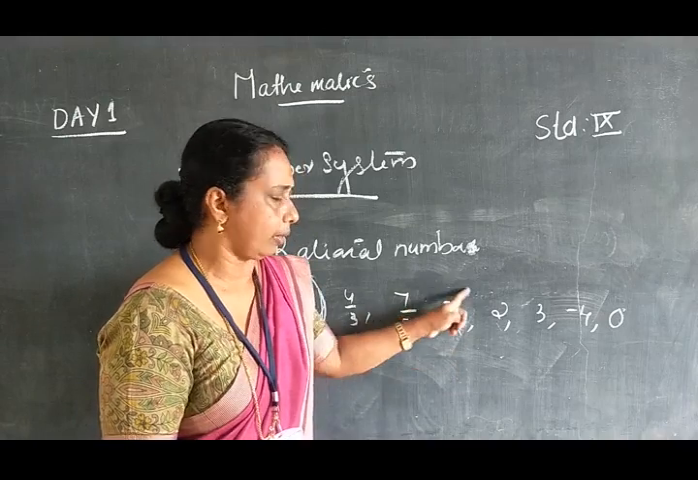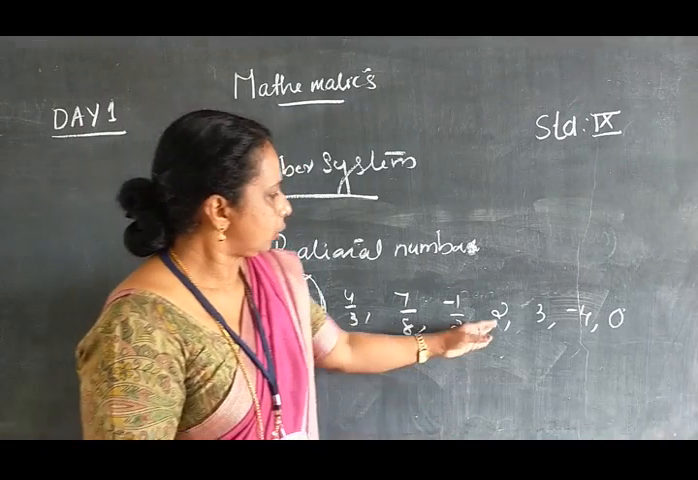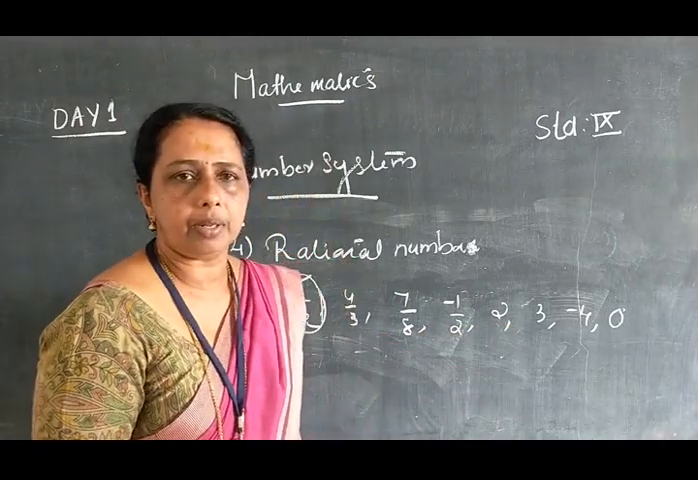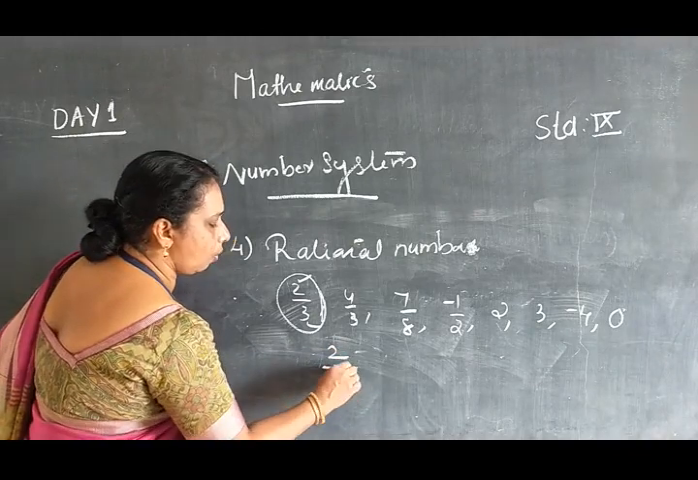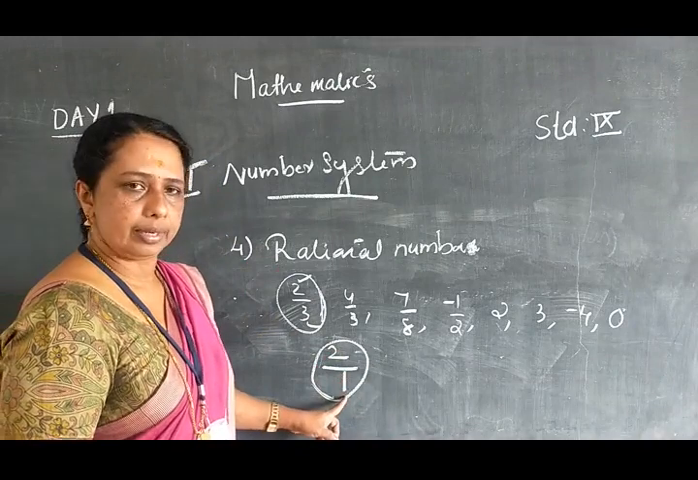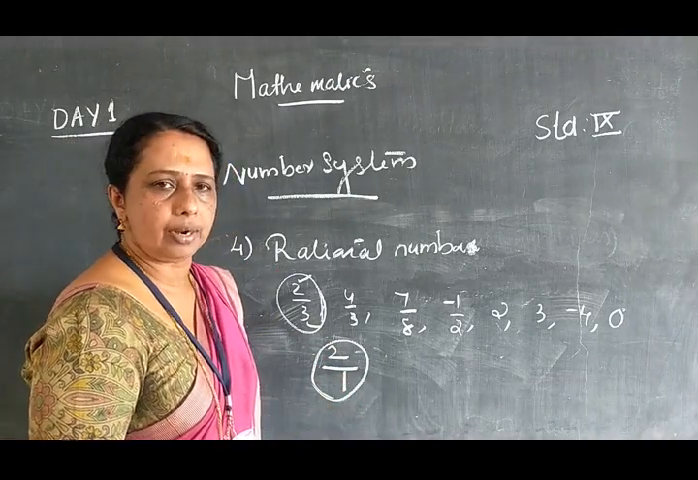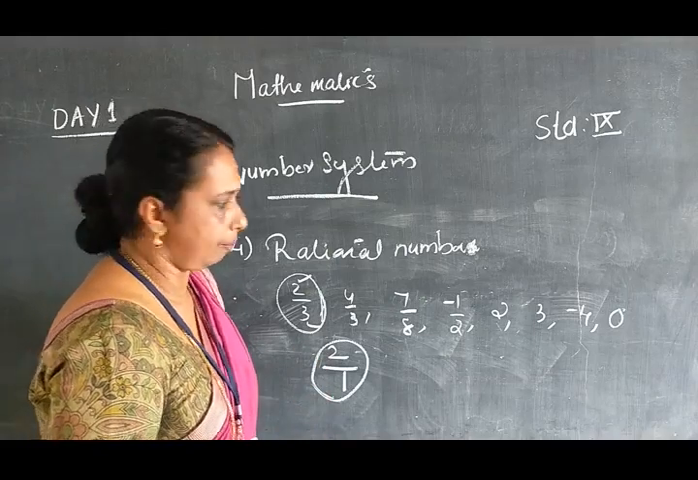It is in the form P by Q. It is also a rational number. Then 2 is a rational number. Yes, why? Because for 2 we can write the denominator as 1. A number which can be written in the form P by Q, where P and Q are integers and Q is not equal to 0, is called a rational number. Therefore, 2 is a rational number.